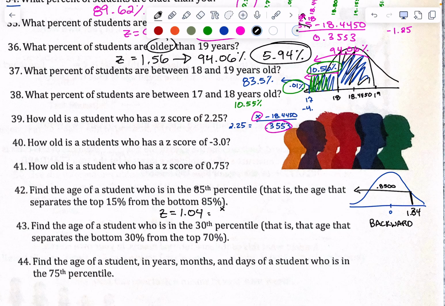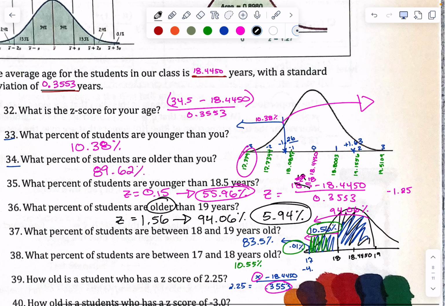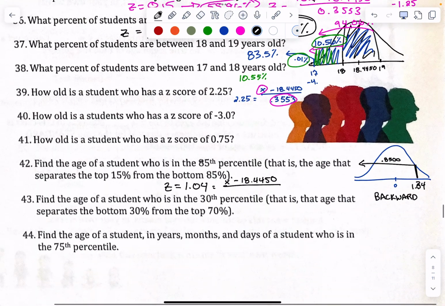So you multiply by 0.3553 and add the 18.44. It should be something like 18.81.